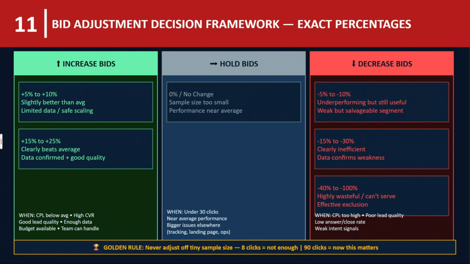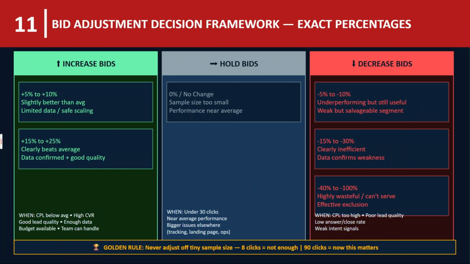So now let me give you an exact percentage framework. This is the decision tool I use every week. When do you increase bids? Use plus 5 to plus 10% when the segment is slightly better than average, you have limited data, and you want to test carefully. Use plus 15 to plus 25% when this segment is clearly performing better than average, you have enough data to be confident, and the lead quality is confirmed as good.